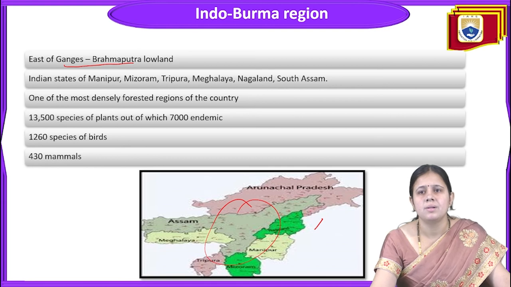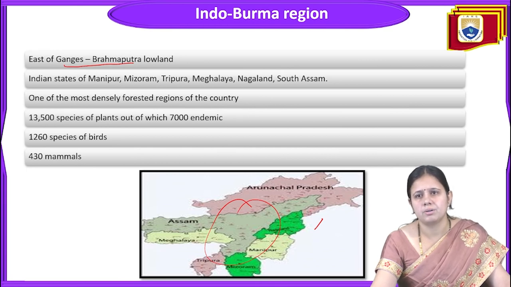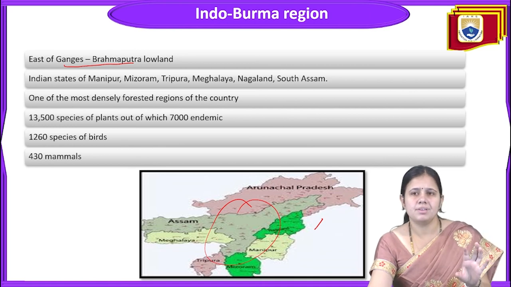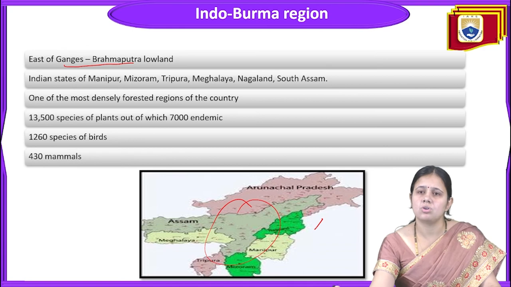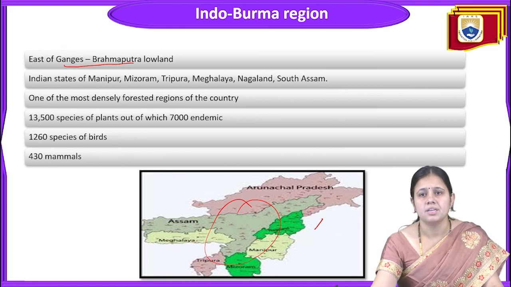The Indo-Burma region is the third hotspot of India, due to its highly dense forest cover. So we have discussed all three hotspots of India: the Eastern Himalayan region, Western Ghat and Indo-Burma region. India has a very rich biodiversity. That's why India's risk of extinction is also very high.